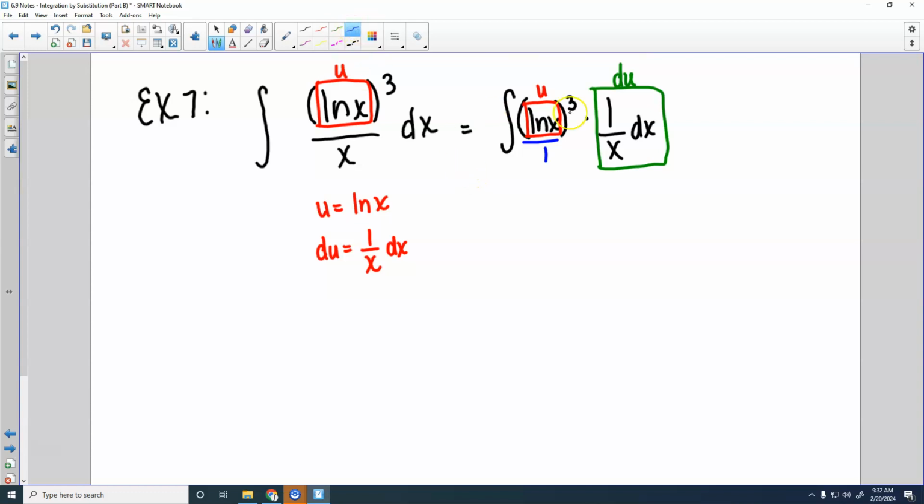So when I switch this over to u's, I'm just replacing everything with u's. So I've got an integral. This stuff in the box right here is u, and then it's to the third power. And then all the stuff in the screen box is my du. Everybody good there? So we will have u to the fourth. We'll have 1/4 out front plus c on the end. And so that will be 1/4 natural log of x to the fourth power plus c.